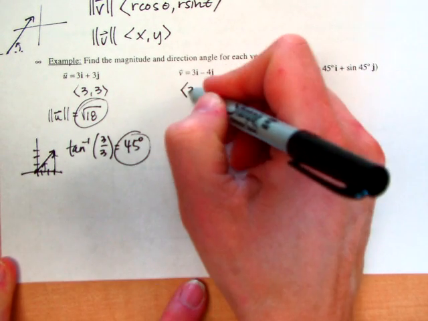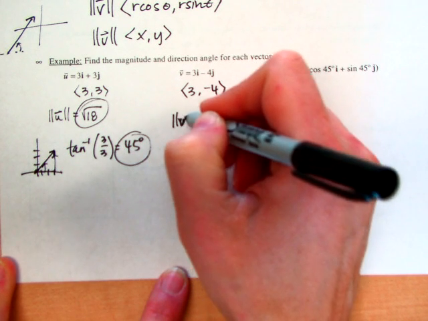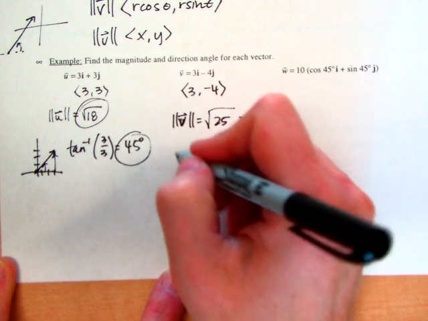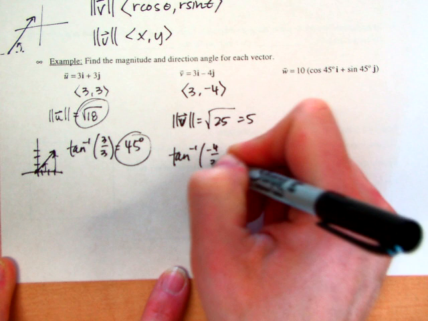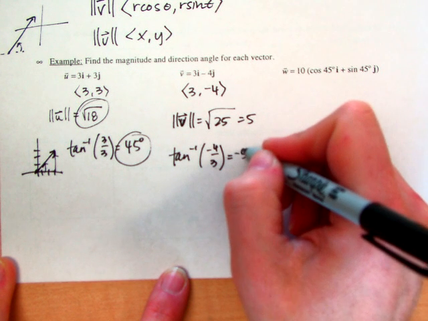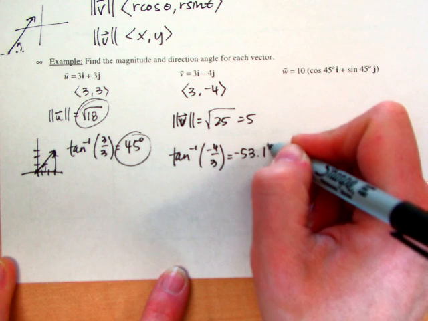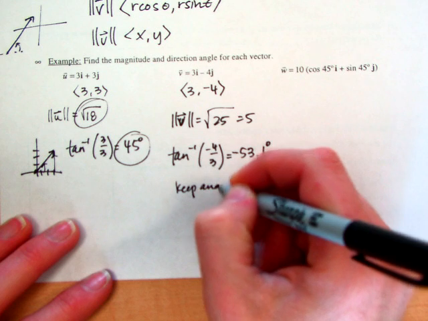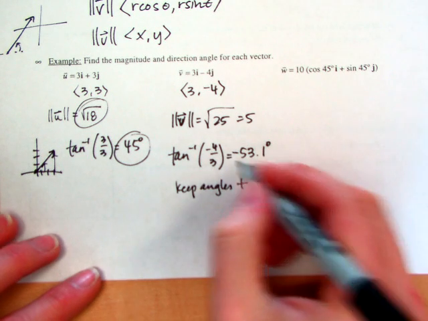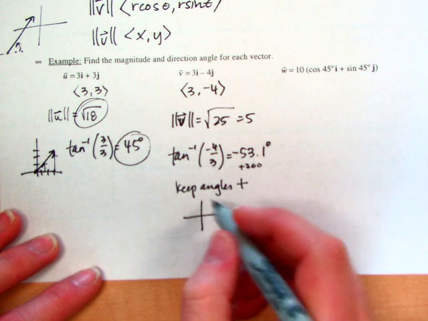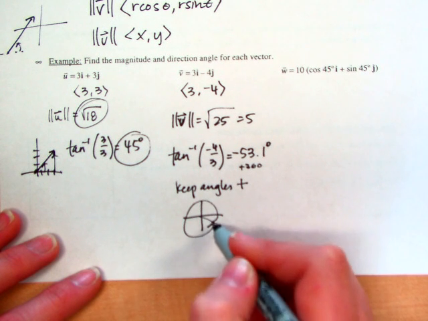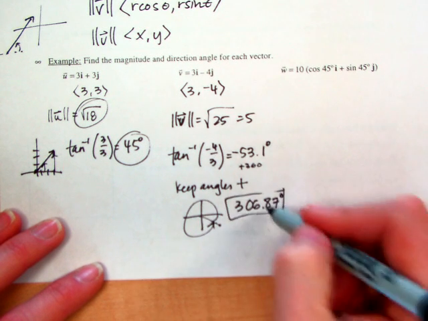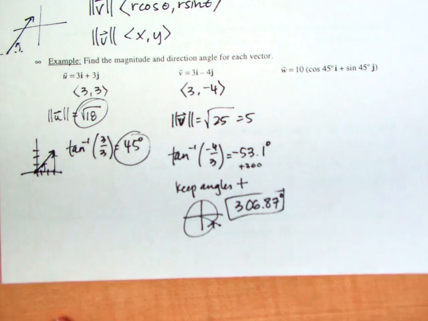Next one we're going to do is 3, negative 4. So I find my magnitude. So 3 squared is 9, 4 squared is 16, so this turns out to be 25, which is 5. And then I just do tan inverse. And this one turns out to be negative 53, I think, when I did this, point 1 maybe. And we typically like to keep our angles positive. So in order to turn an angle positive, you just take it and add 360. So you're just going to whip it around the circle one time, land at the same spot, but this time it'll be a positive angle of 306. So there's my direction, there is my magnitude, and I found them both.